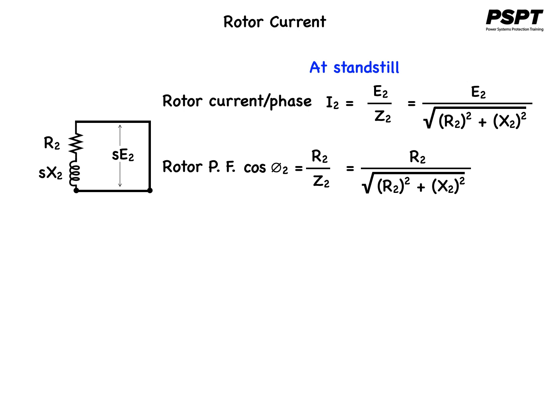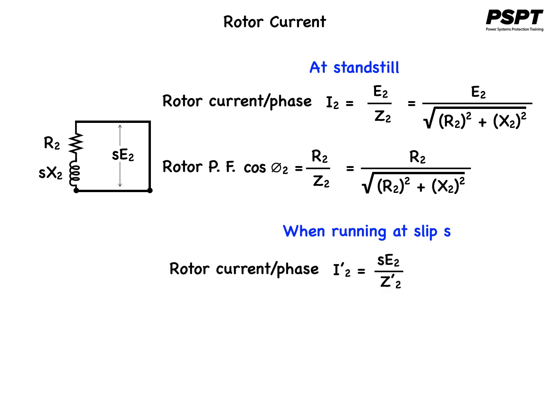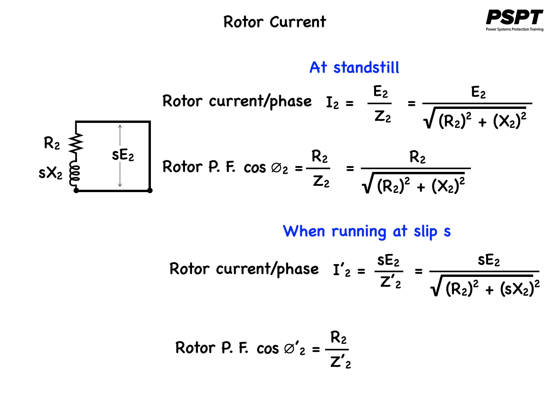When running at any slip S, the rotor current can be given by this or these equations. The rotor power factor then is cosine phi 2 equals R2 over Z2, which is equal to R2 over the square root of R2 squared plus the quantity S times X2 squared.